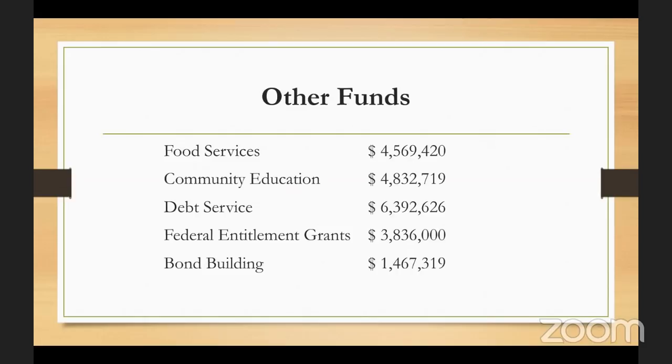Federal entitlement grants, 3.8 million. These are our Title I funds, some IDEA for our special education students, and also the CARES funds are in here. And then bond building, about 1.5 million left in that. That is the funds that we received from the investors. We receive the money from investors and then we pay it out as we do construction or other services over the years. So there's still 1.4 million, 1.5 million there.